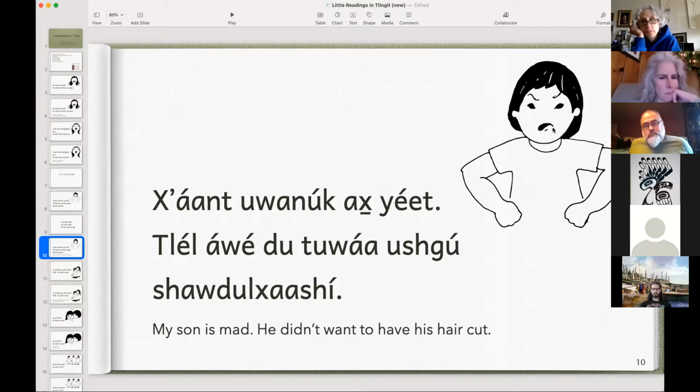To be happy, to want to desire, klech ach tu wa ushka. Is that the negative of both of them? Klech ach tu wa ushka. Mm-hmm. Okay.